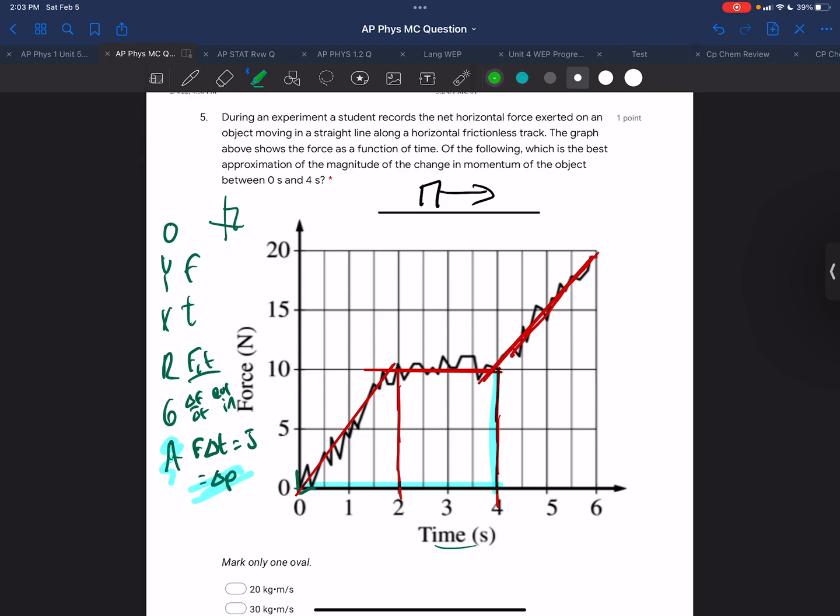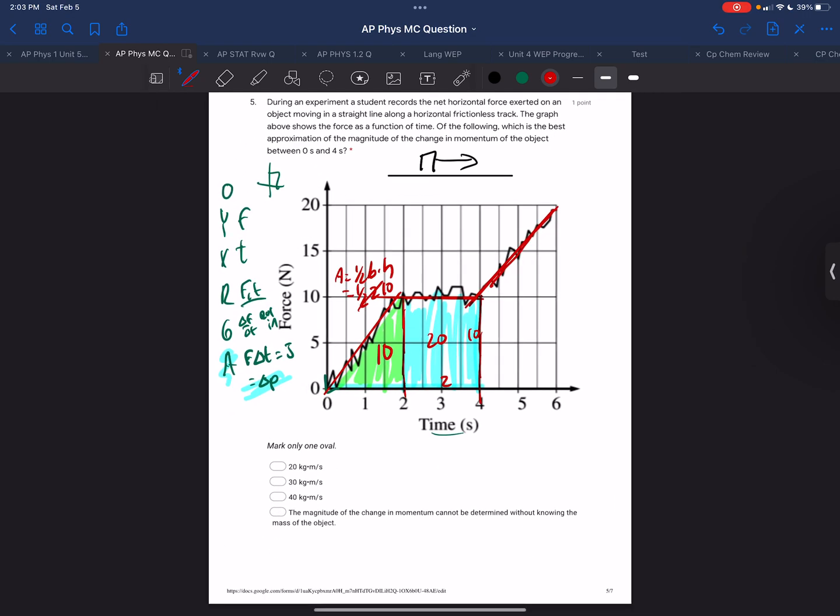So the area of this green triangle is 1/2 base times height. The base is 2 and the height is 10, so we have 10. Then we have our blue area, which has dimensions of 2 by 10, so that's 20. So it looks like the change in momentum given by the area is 30, and lo and behold, that's one of our choices.